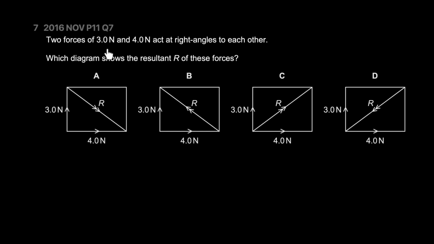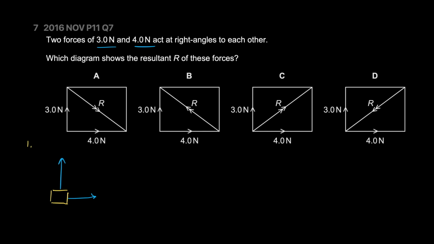Two forces of 3 newtons and 4 newtons are acting at right angles to each other. Which diagram shows the resultant force? It's interesting, and there are multiple ways of doing this. Let's take a look at the first way of solving such a question. One could be a very common sense approach: if you have a mass and it has two forces acting on it, at right angles to each other, one is 3, one is 4. So what is the resultant of this force?